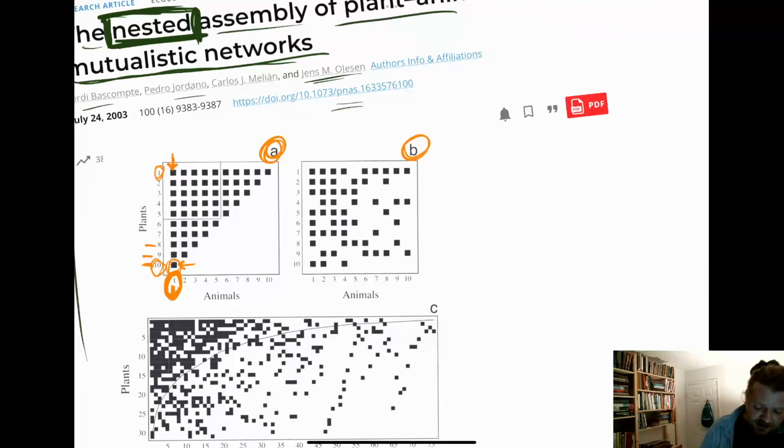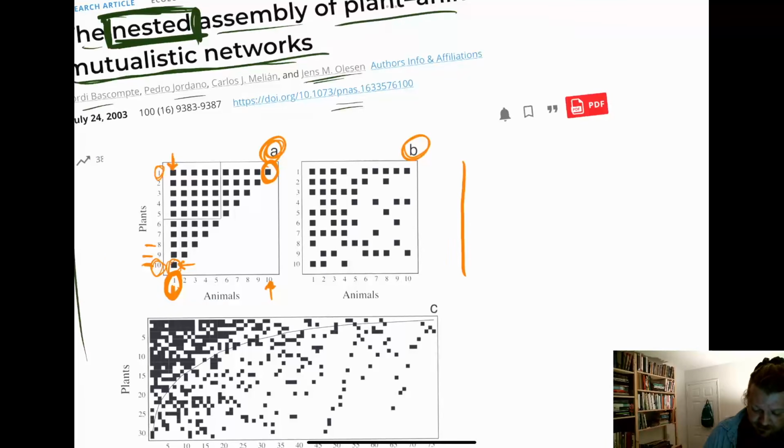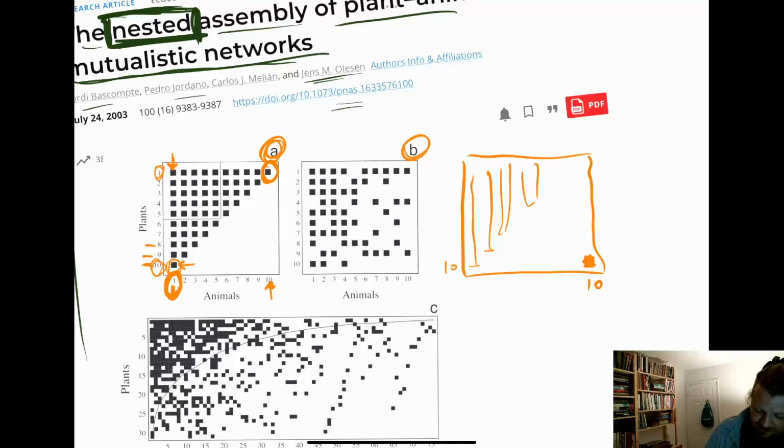Alternatively, the most specialist animals, the animals that only interact with one species, only interact with the most generalist plants. What's the alternate here? Let's imagine an alternate situation. I'm going to draw an alternate for you. Where the most specialist animal, 10, interacts with the most specialist plant, right? That's the alternate here. So we have all these other squares that make this nice triangle. But then we have this weird situation where the most specialist plant and the most specialist animal interact, right?